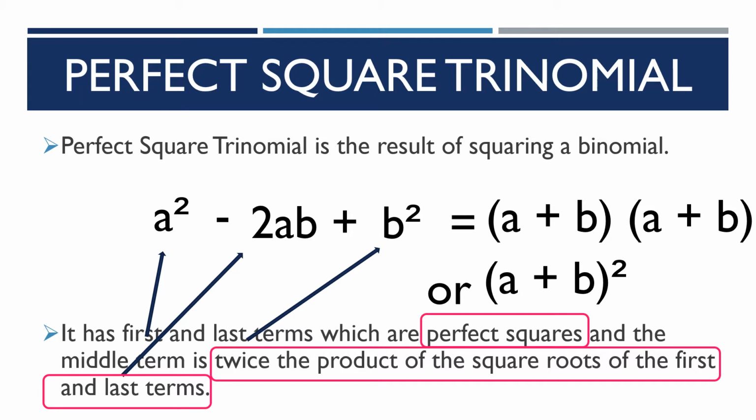How about if your perfect square trinomial has a minus operation? That would be a squared minus 2ab plus b squared. So the factors are a minus b times a minus b. So in the operation, if the first operation in the perfect square trinomial is minus, then the factors are also minus. So you can write it down as the quantity of a minus b raised to 2.